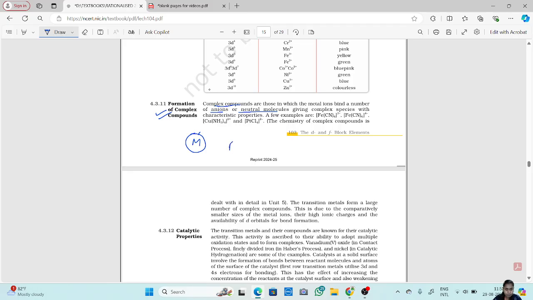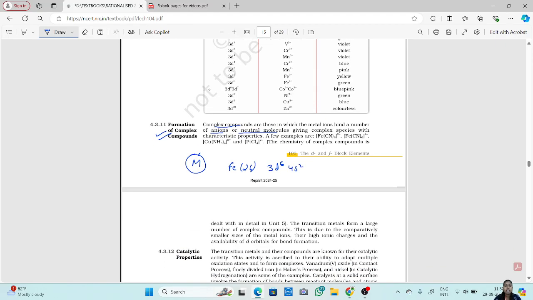For example, iron, Fe. It has 26 electrons. Its atomic number is 26. Now, if you write the electronic configuration, it will be 4s2 3d6. Now, 6 electrons it can take, right? In the d orbital you can have 6 electrons. 1, 2, 3, 4, 5 and 6.